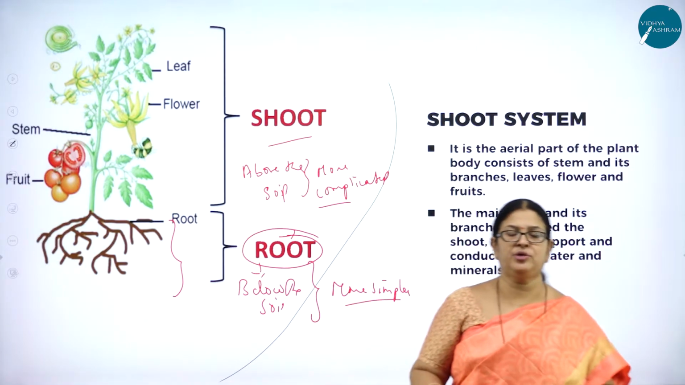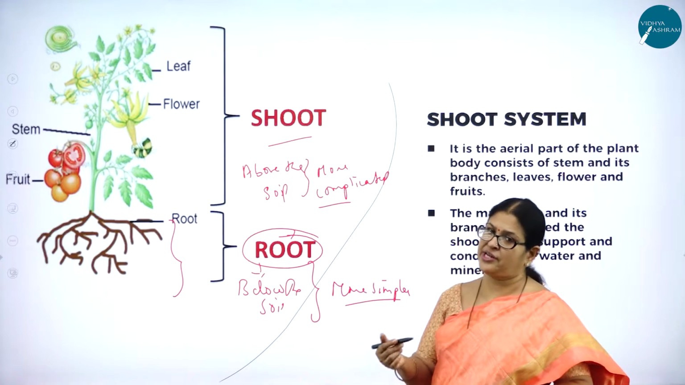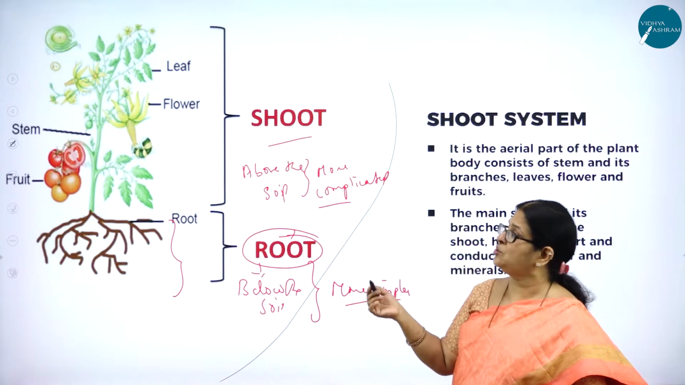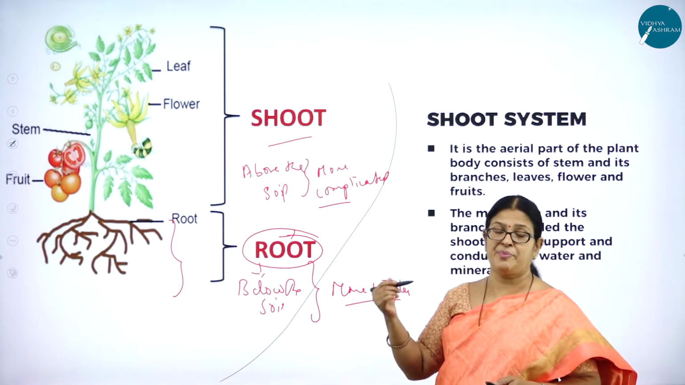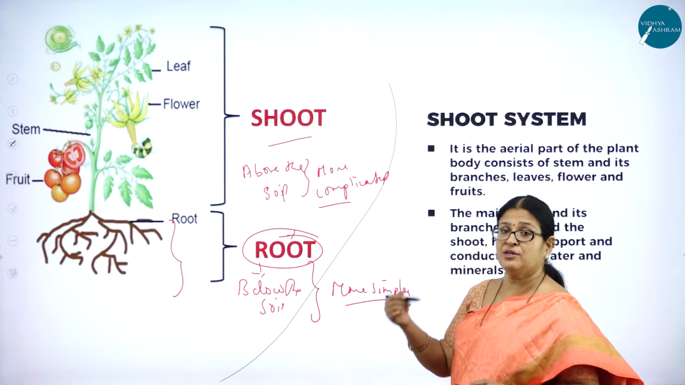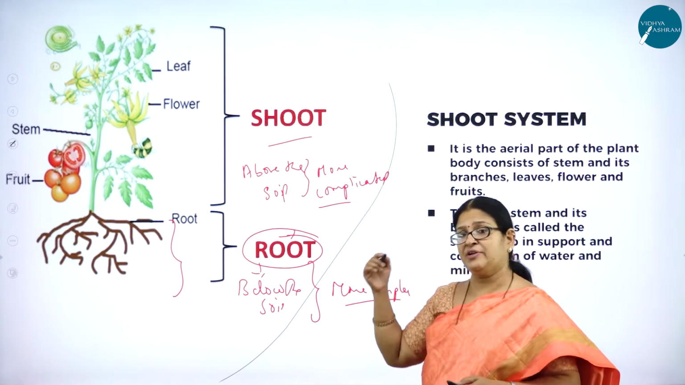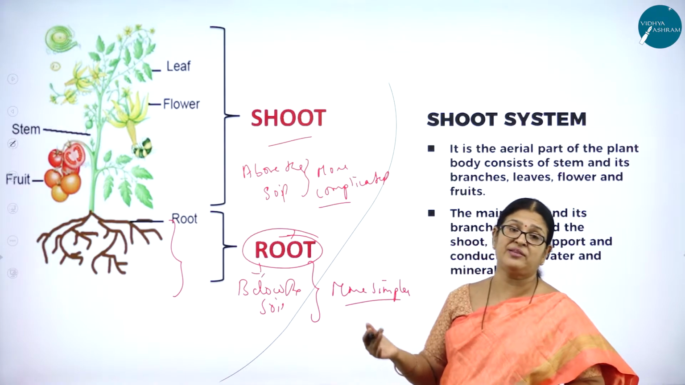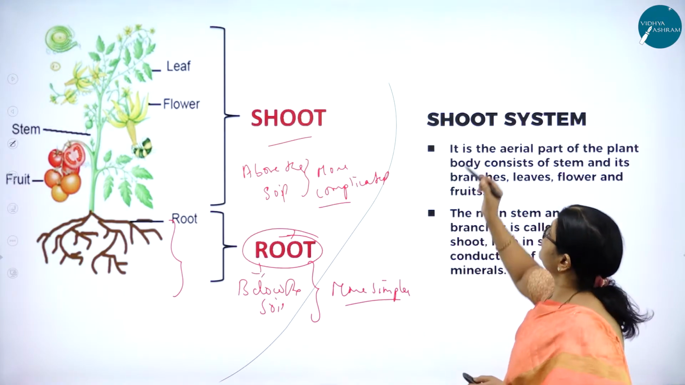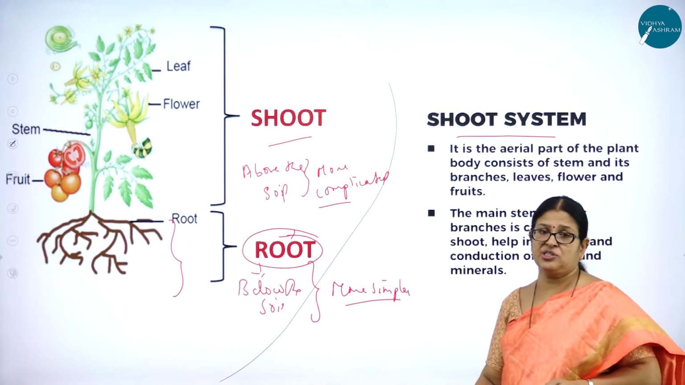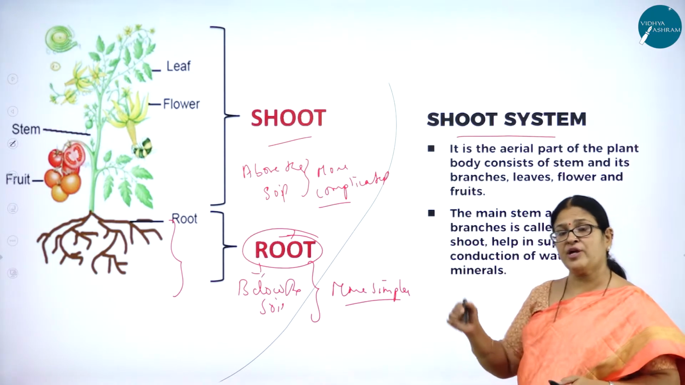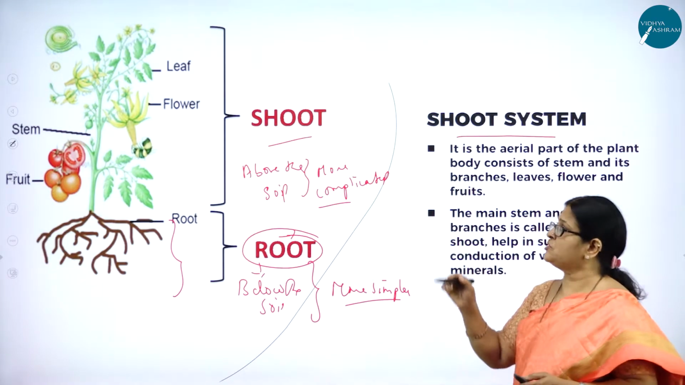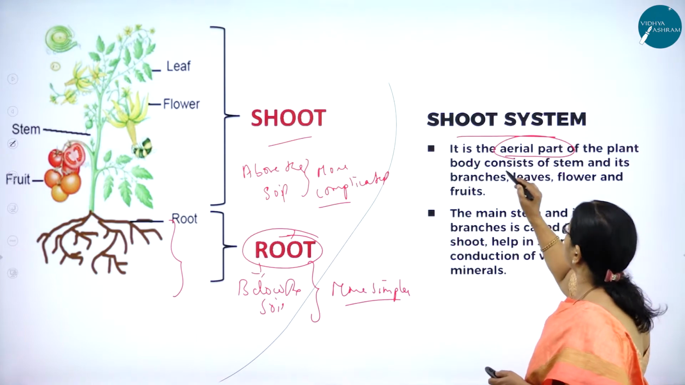It has the primary root, primary into secondary, secondary into tertiary roots. But in the shoot system, you can see what all the different parts are that are included. It includes the stem, the branches, the leaves, the flowers, the fruits, etc. So when compared to the root system, shoot system is more complicated. It has many things involved in it, right? So moving on to today's session, that is about the shoot system. We call the root system the underground part of a plant body, whereas shoot system is called the aerial part of the plant body.